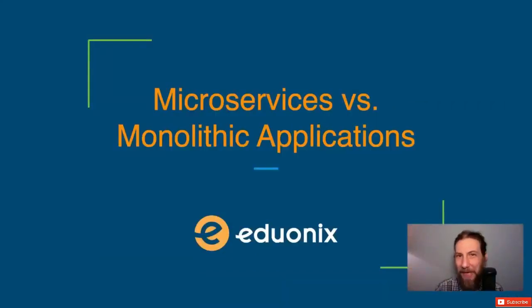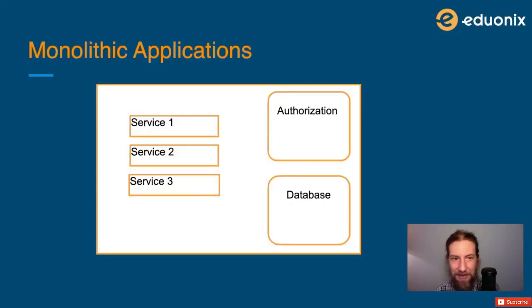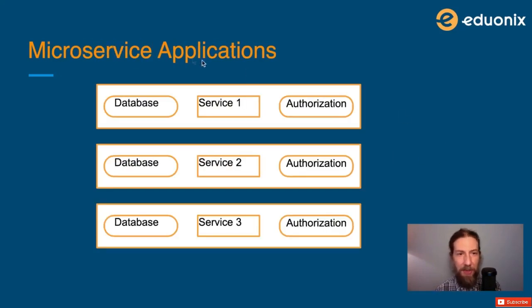Hi, everybody. Welcome back. This concludes section 1 of microservices versus monolithic applications. So in this section, we learned the differences between monolithic applications and microservices. A monolithic application shares everything. It shares its middlewares, its databases, its services, and its routing. On the other hand, a microservice application divides everything into independent sections. So a microservice can stand on its own. It has its own database, its own middleware, and its own routing.